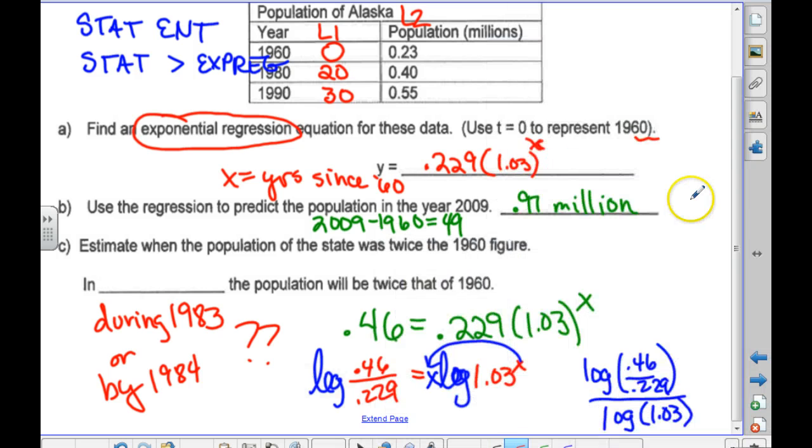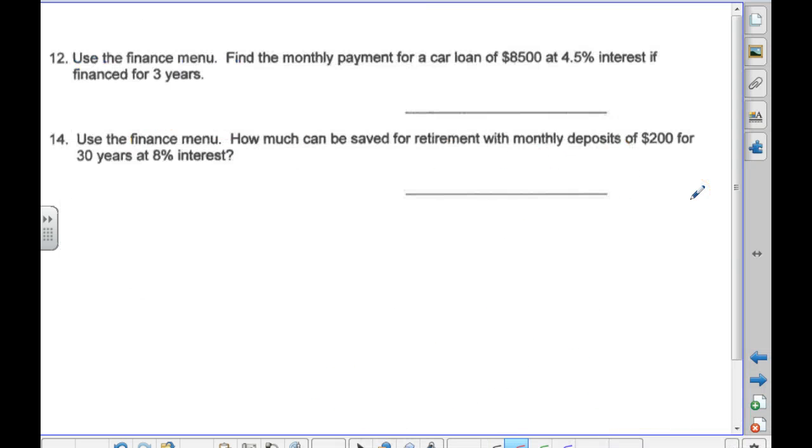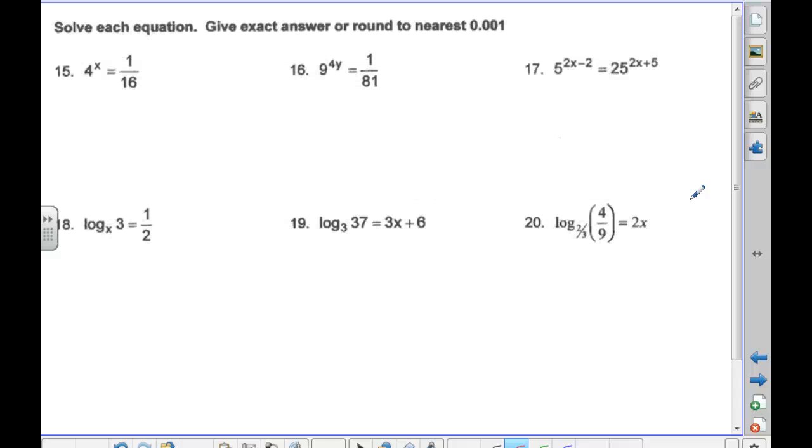I think we're pretty much done. There's a couple finance menu questions. On the back, we're solving for x. You want to look at worksheet 23A if you need examples of doing all this stuff. Okay, does somebody have a question? Carrie, did you have one you wanted me to go over?